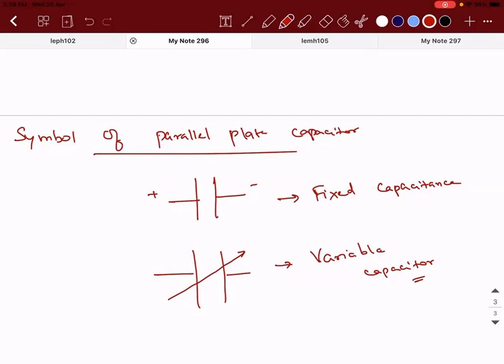Regulator is variable resistance. Regulator uses the principle of variable resistance, not capacitance.